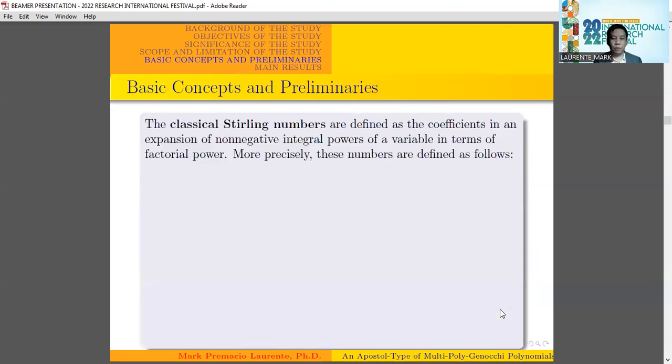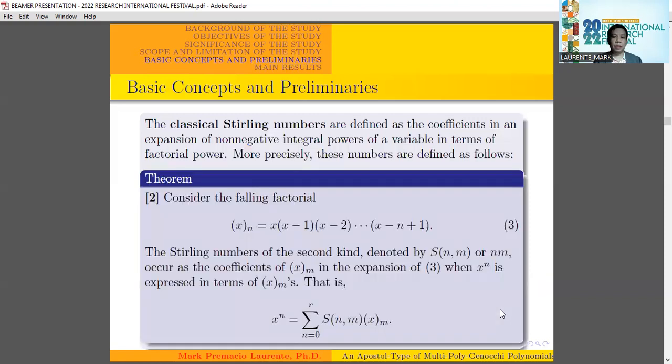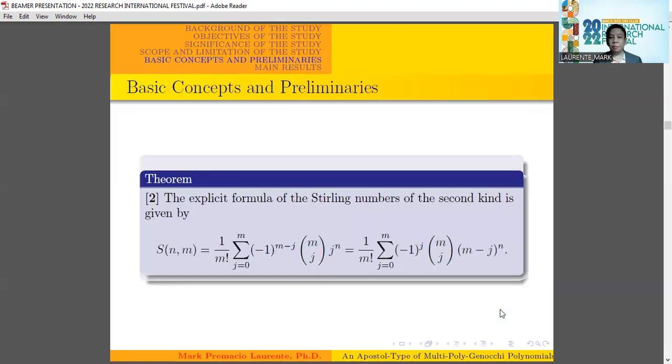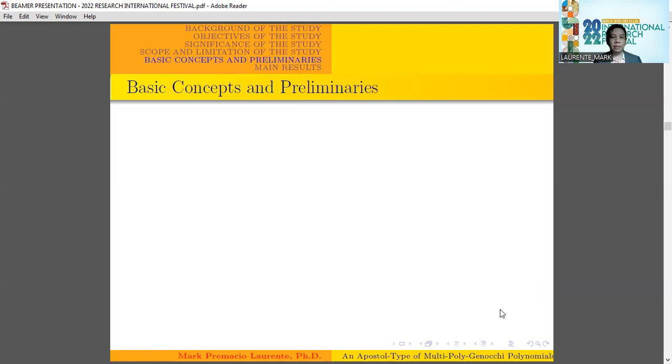So we have the recurrence form. And then also we have the classical Stirling numbers. So we have the Stirling numbers of the second kind, where x to the n is the summation of the Stirling numbers of the second kind, S(n, m), times x falling factorial, where m is from 0 to n. And the explicit formula of the Stirling numbers of the second kind is given by this.